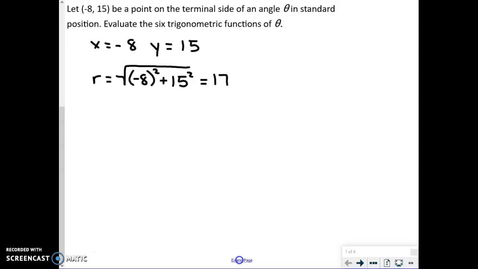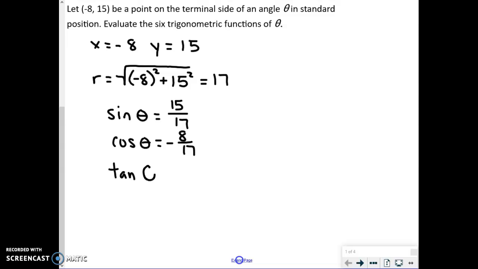So at this point, it's just a matter of filling in the blanks of what we just talked about in our notes. So in this case, if we go right down the line, we'd have the sine of theta, which is y over r, equal to 15/17. The cosine of theta would be equal to negative 8/17, and the tangent of theta would be equal to negative 15/8.